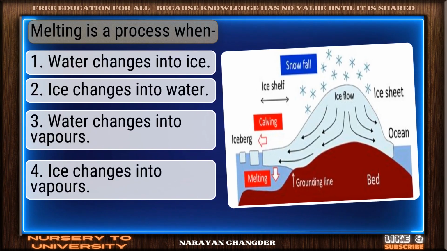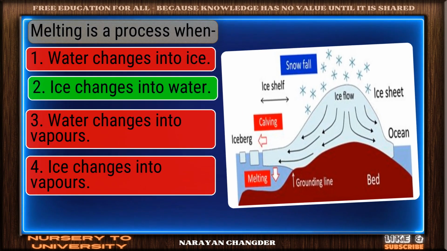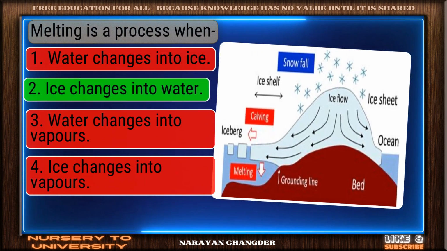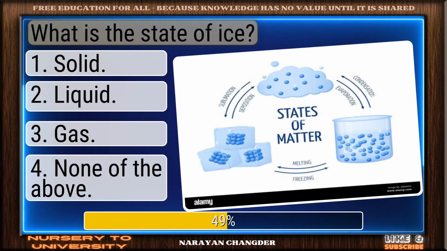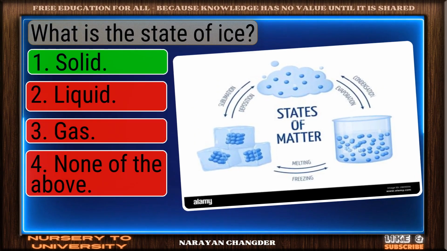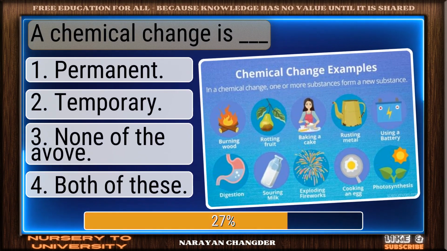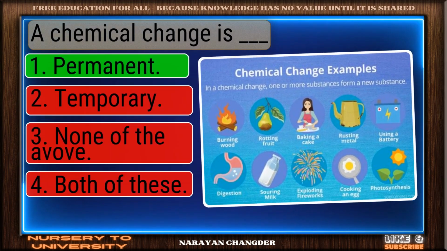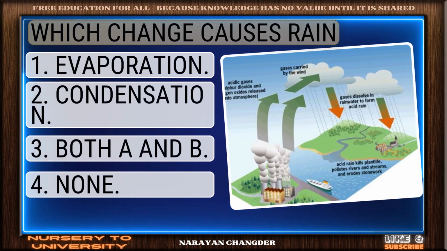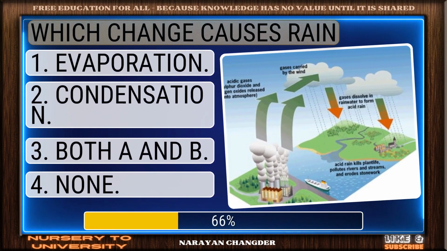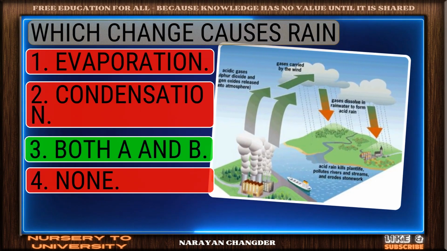Melting is a process when. You chose ice changes into water, and it is correct. What is the state of ice? Great job. Solid is the accurate answer. A chemical change is dash. Valid point. Permanent is true. Which change causes rain? Well done. Both A and B is the right choice.